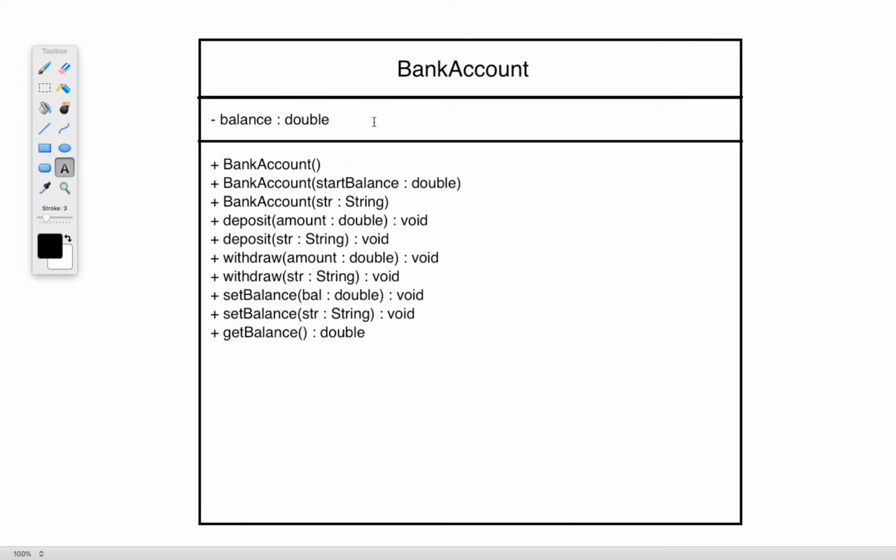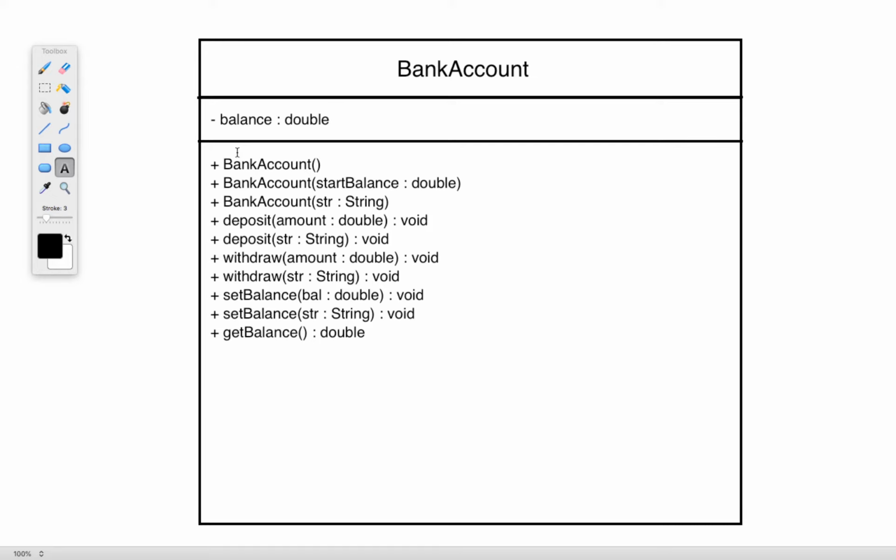Coming over here, we've got our bank account. This bank account will have a single field, which is the balance. The data type for this balance is going to be a double, and just like all of our other fields, it is going to be private. In addition to that, we're also going to create a couple of different methods. If you look through this list of methods, you're going to notice that a couple of these methods are used multiple times with the same name.